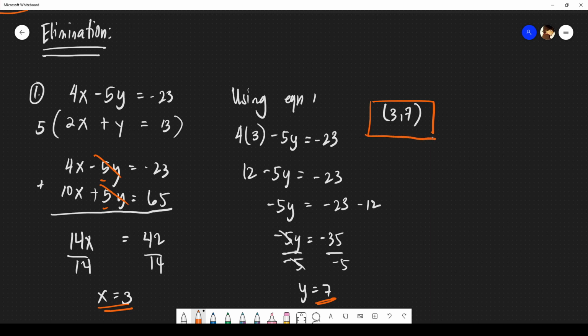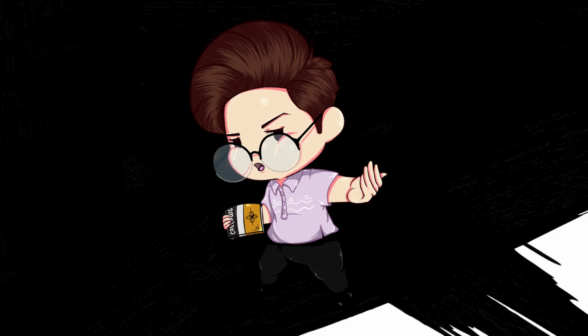Again, you can use x is equal to 3 in equation 2, and that will also give you y is equal to 7. Again, it's just a matter of preference, as I was just saying a while ago.